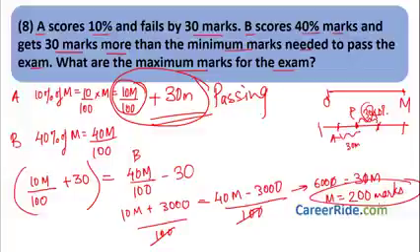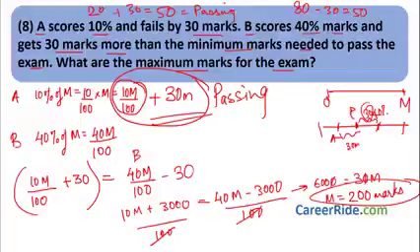Let's check whether we have calculated properly or not. 10% of 200 is what? So A will get 20 marks. He fails by 30 marks. So 20 plus 30 is 50. So 50 is the passing marks, right? As per A's condition. Now B gets 40% marks. What is 40% of 200? It is nothing but 80 marks, right? And B also gets 30 marks more than minimum marks. So subtract 30. What do we get? 50. So this should be passing marks. So that is same as this.